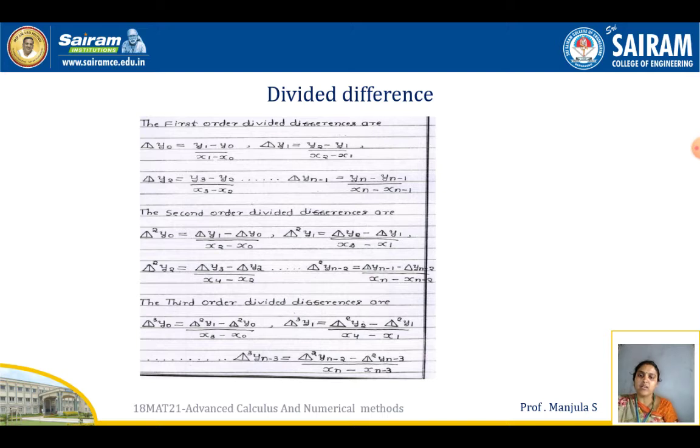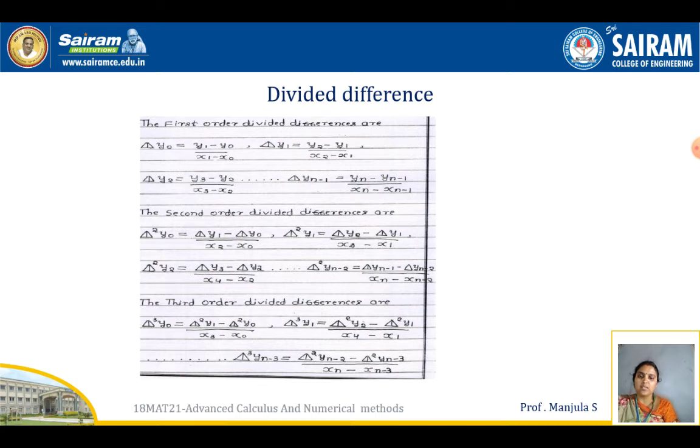Similarly, for the second order divided difference, del square y naught can be written as del y1 minus del y naught divided by x2 minus x naught. Similarly, del square y1 will be del y2 minus del y1 divided by x3 minus x1. Similarly for the next two formulas also.